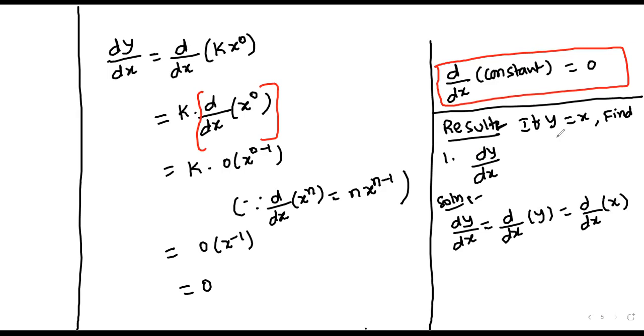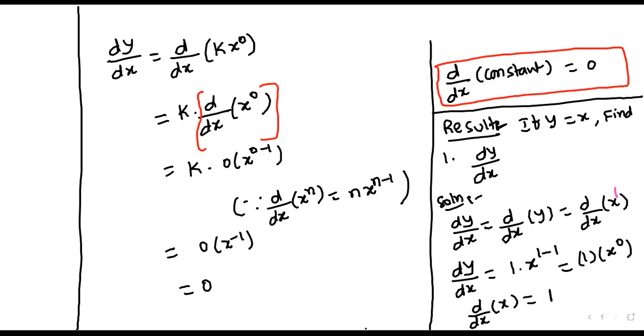So x, I can write it as x power 1. Now dy by dx equals, apply the formula: n into x power n minus 1. So it will be 1 times x power 1 minus 1, that is nothing but 1 into x power 0. Anything power 0 equals 1. So d by dx of x is equal to 1.